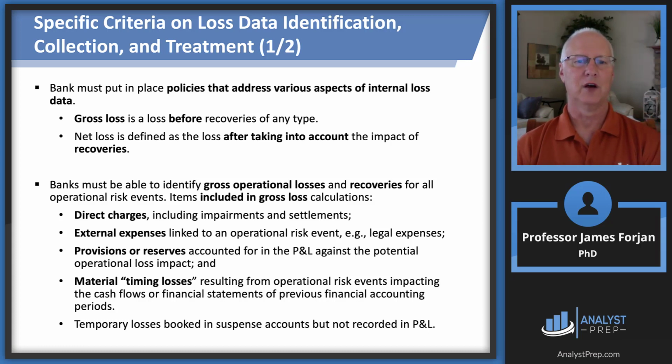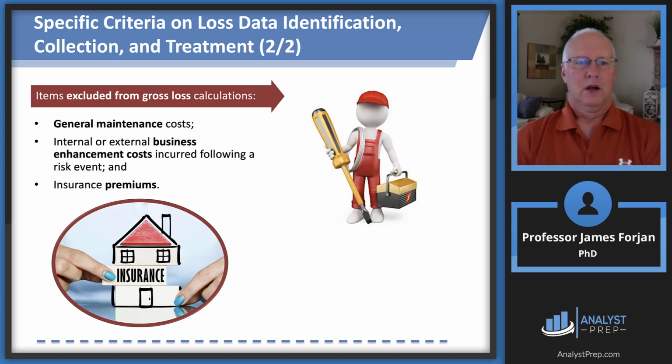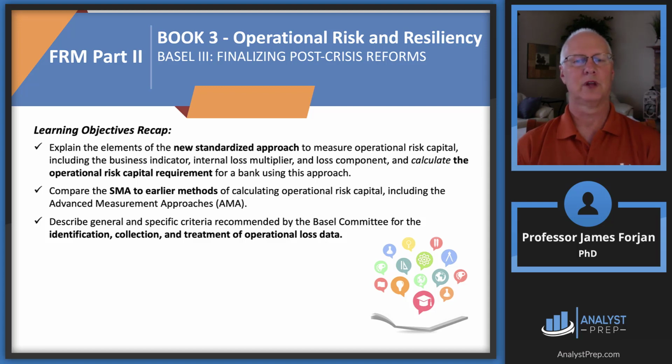And there's a list of some specific criteria that the chapter discusses, and you should probably be able to self-evaluate those things: direct charges, external expenses, etc. Items excluded from gross loss calculations: general maintenance, internal or external business enhancement costs, and insurance premiums. And I think that takes us through this slide deck.